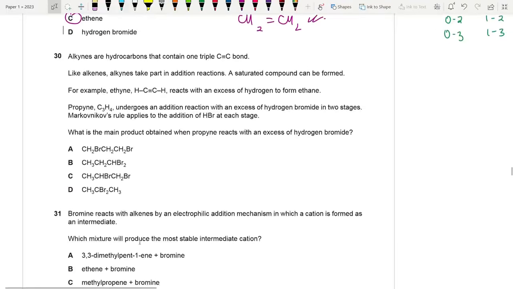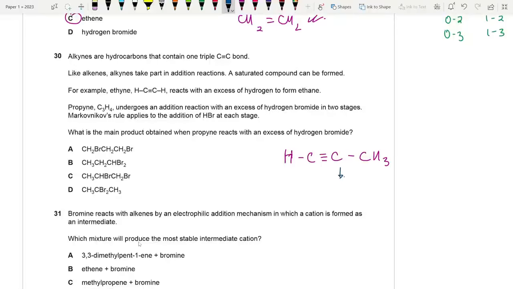Alkynes are hydrocarbons that contain one triple bond. Like alkenes, alkynes take part in addition reactions. A saturated compound can be formed. For example, ethyne reacts with an excess of hydrogen to form ethane. Propyne, C3H4, which is like this. C3H4 undergoes an addition reaction with an excess of hydrogen bromide in 2 stages. Markovnikov's rule applies to the addition of HBr to each stage. Okay, where is the main product obtained?